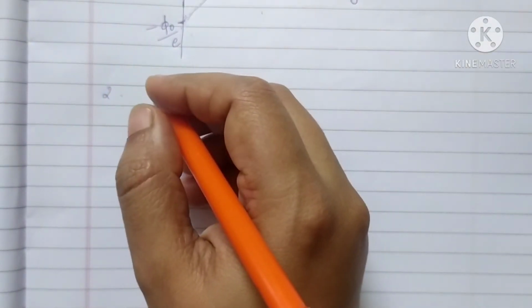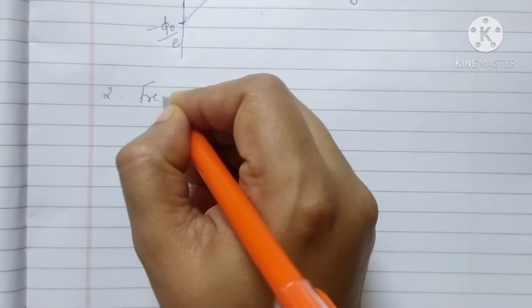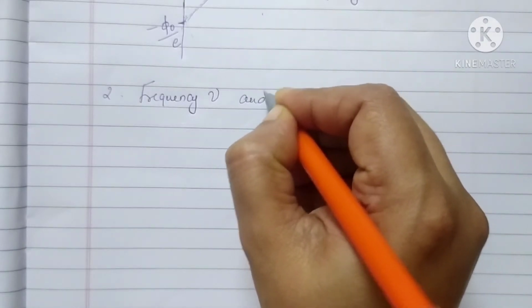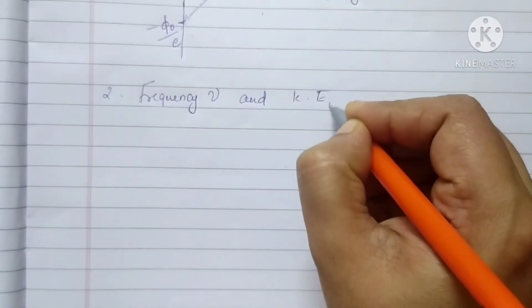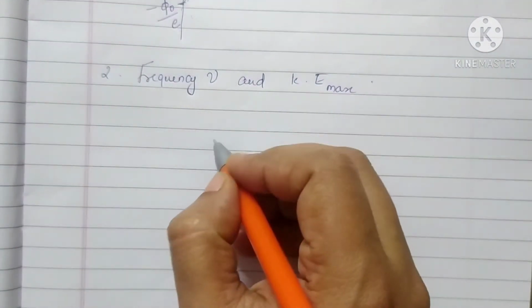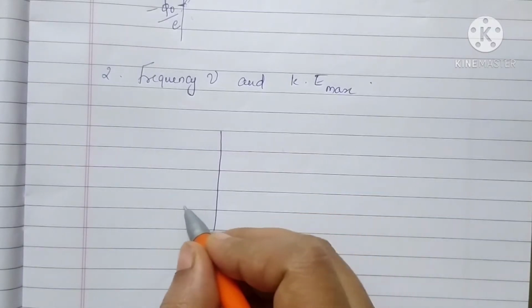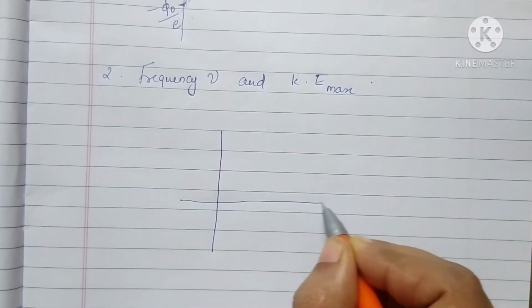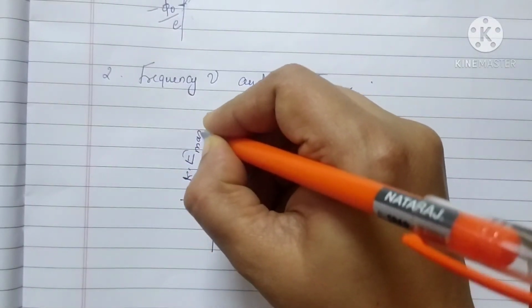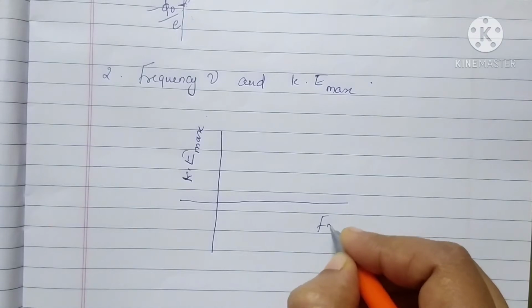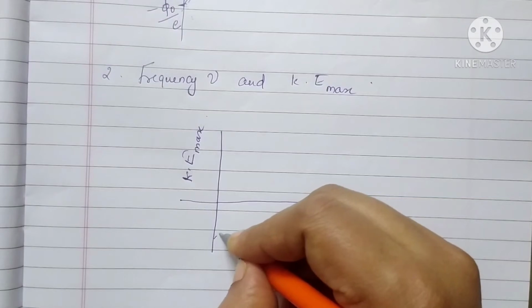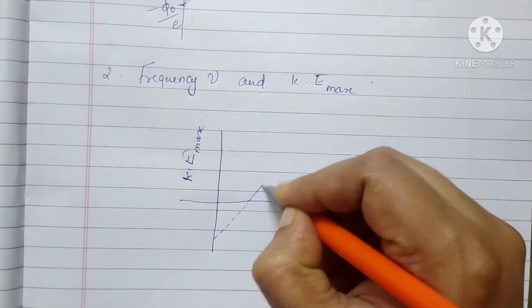Second graph is frequency nu and kinetic energy maximum. So again we are drawing a graph like this. Here we have the maximum value of kinetic energy, and here we have the frequency. We are getting a graph like this.